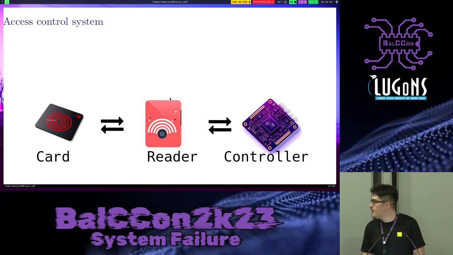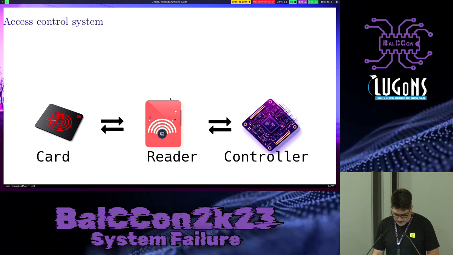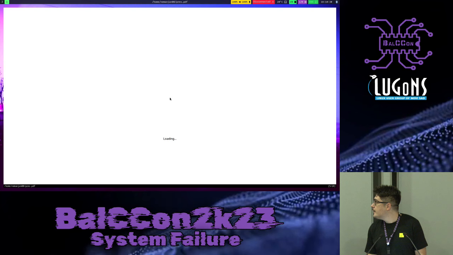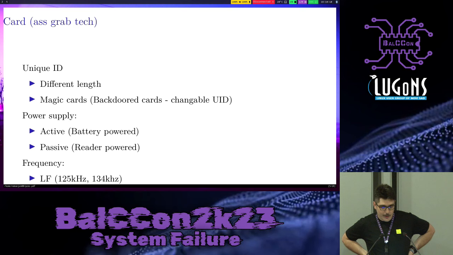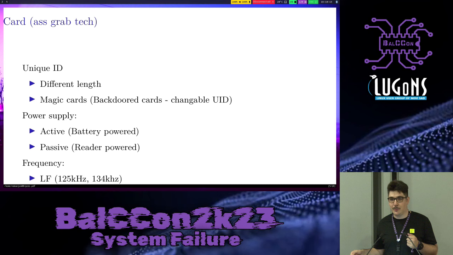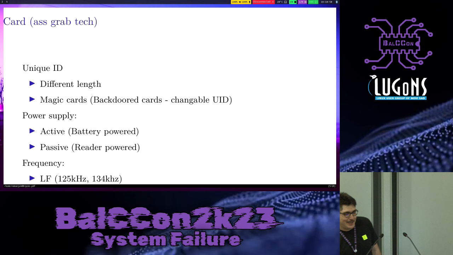First, we'll talk about the architecture of an RFID system. We have a card, reader, and a controller. Controller takes care of unlocking doors. Reader, as is obvious from the name, reads the credentials, and we have a card. There's something we call the S-grab technique, and we call it that way because it gets us into a weird position while we are trying to read somebody's credentials. For example, you go behind somebody and try to read the card from his back pocket.